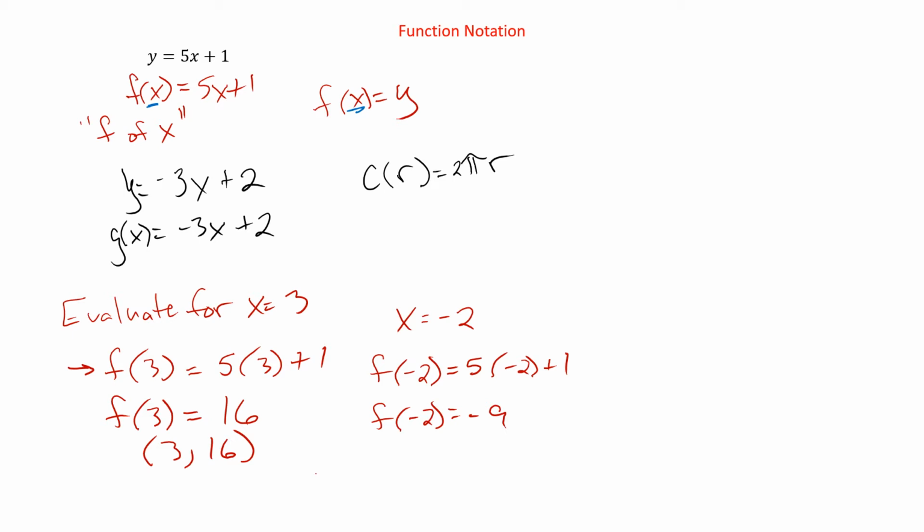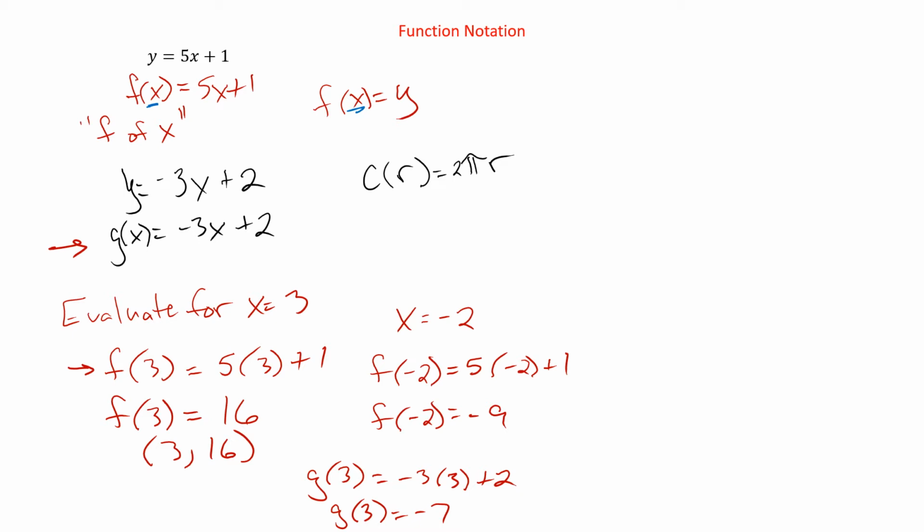And then we could also say, all right, well, that was f of 3. How about g of 3? What's g of 3? Well, that uses this other equation here. So we'd have -3 times 3 plus 2. So g of 3, -3 times 3 is -9, plus 2 is -7. So f of 3 is 16, g of 3 is -7. We can plug the same value into the different equations. If we were just using y equals and y equals, it gets very confusing when we're trying to say what equation we're dealing with.